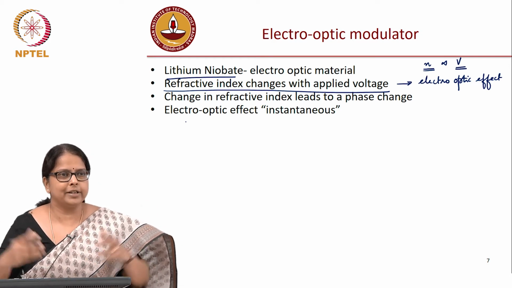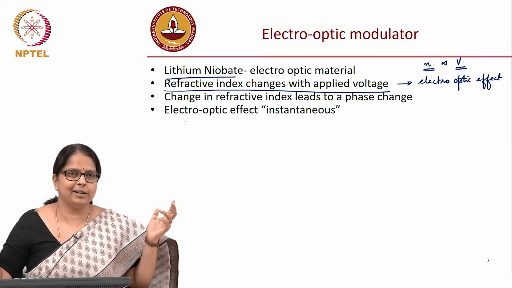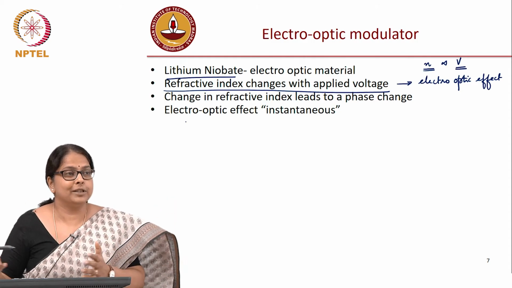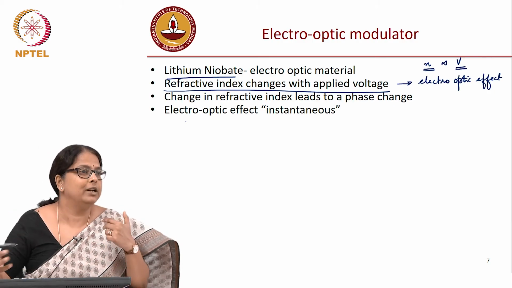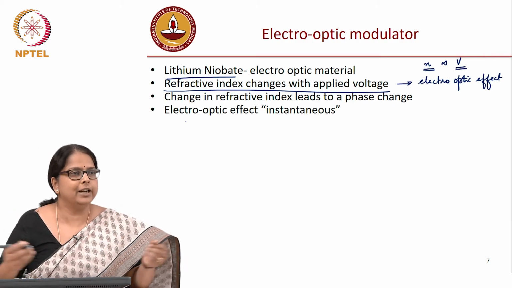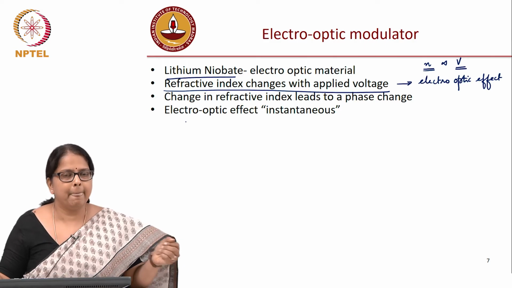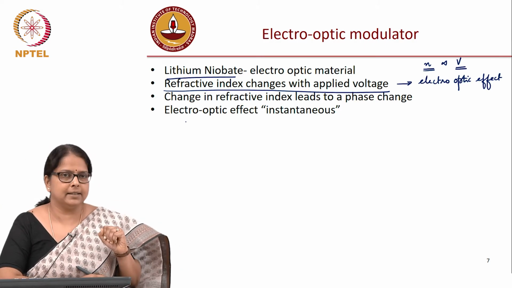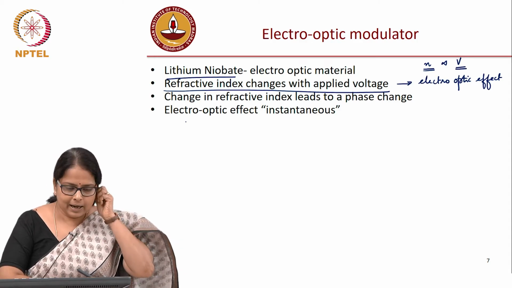But tomorrow if you are trying to do a modulation at 10 power 16 times a second, let us say there is electronics which is doing that, then of course the electro-optic effect will start having its own lag. But for now, for the kind of modulations that we are doing today, you can consider the response of the electro-optic effect as instantaneous. Okay. And how does it work?